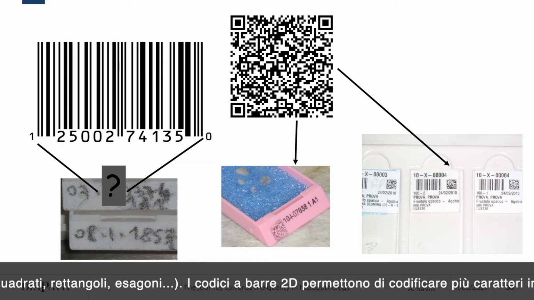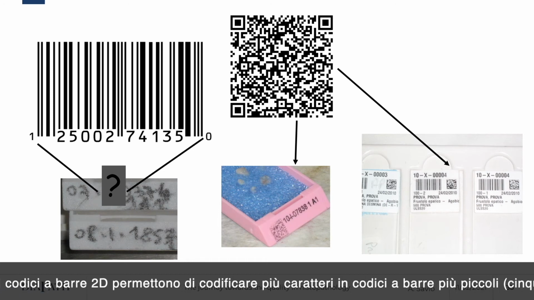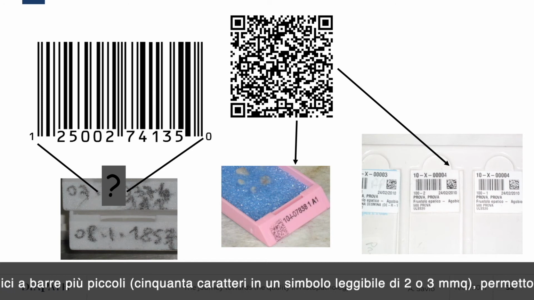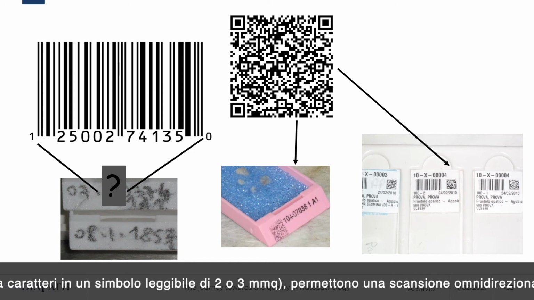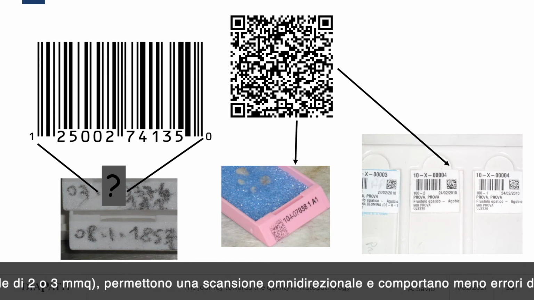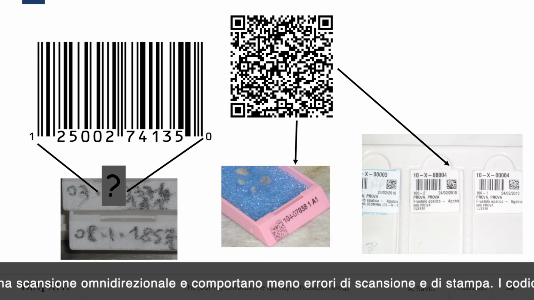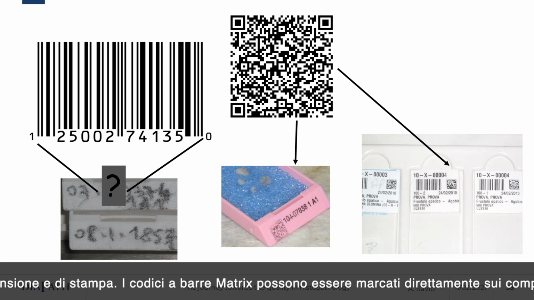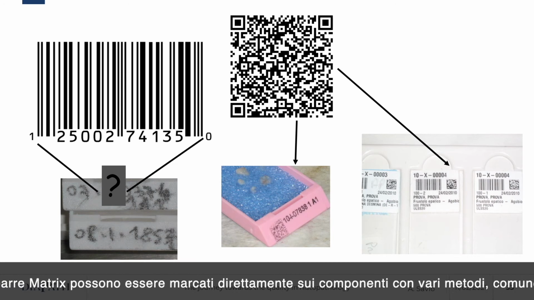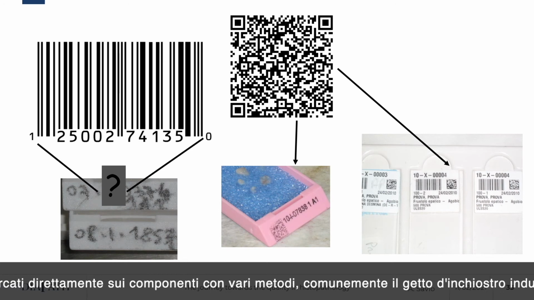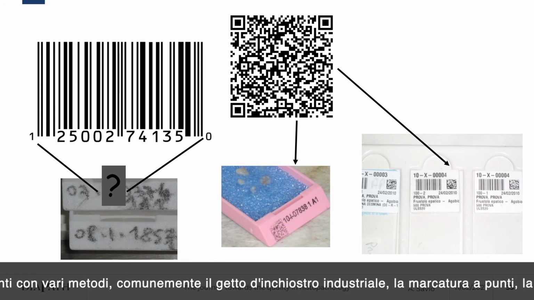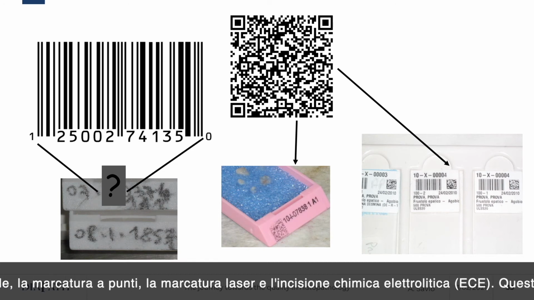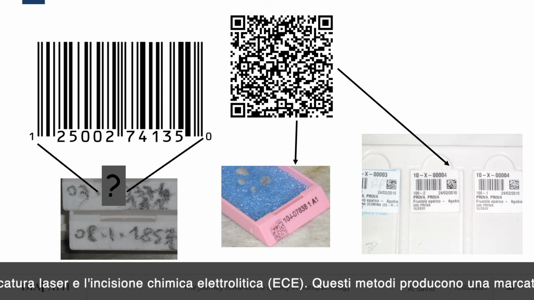2D barcodes allow encoding more characters within smaller barcodes. 50 characters can be contained in 2 to 3 square millimeters. They allow omnidirectional scanning and result in fewer scan and printer failures. 2D barcodes can be marked directly onto components with various methods, commonly industrial inkjet, dot pen marking, laser marking, and electrolytic chemical etching.